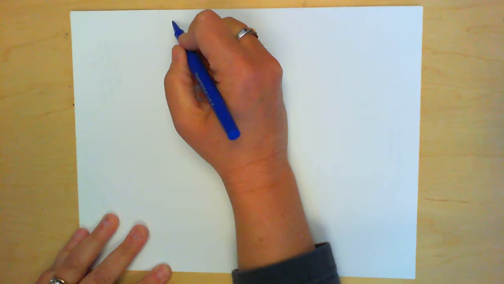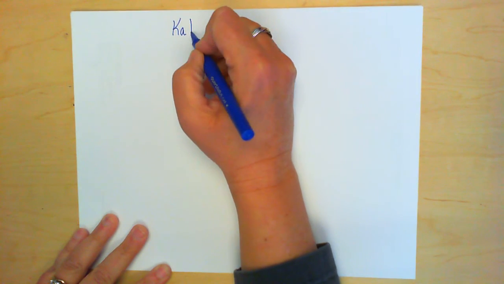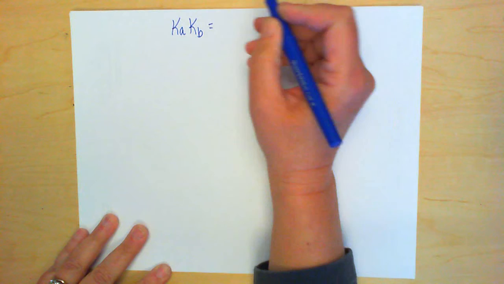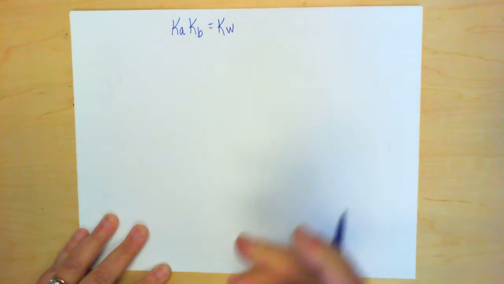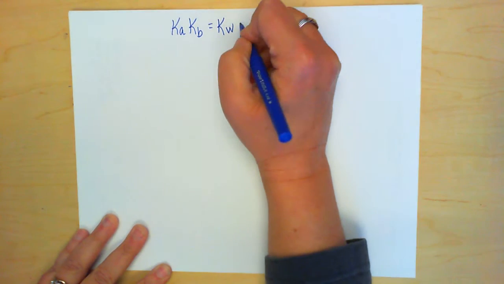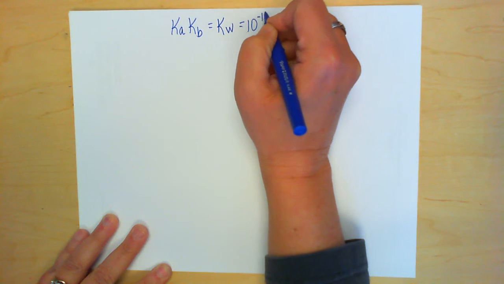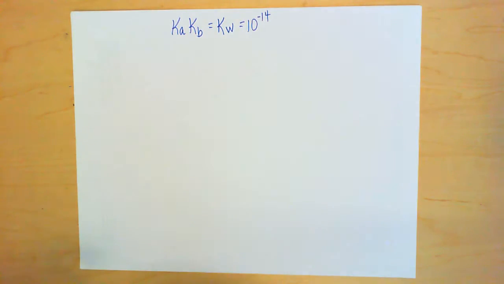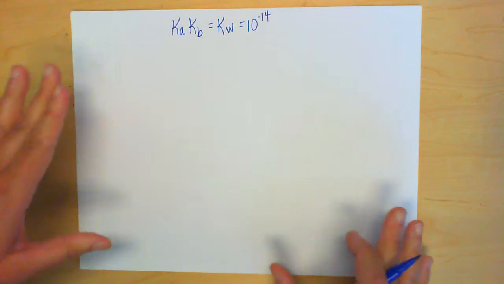For this problem, what we're going to do is look at the relationship between Ka and Kb. Now, Ka times Kb is equal to Kw, and Kw is 10 to the minus 14th. We're going to start with a monoprotic, and then we'll do a diprotic, and then compare and see what happens.